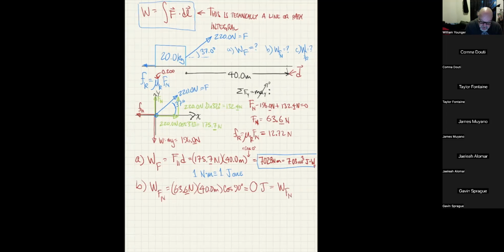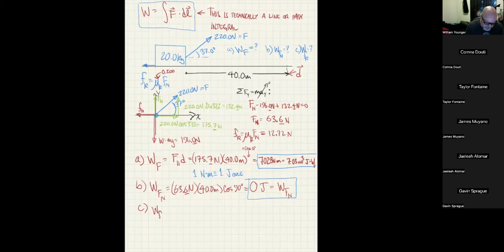That's a big concept in physics, or at least it's a concept you should know. Basically, the work done by any force that acts perpendicular to the actual direction of travel is always going to be 0. Another fundamental concept is getting ready to come up with part C here. So part C, I want to calculate the work done by friction.